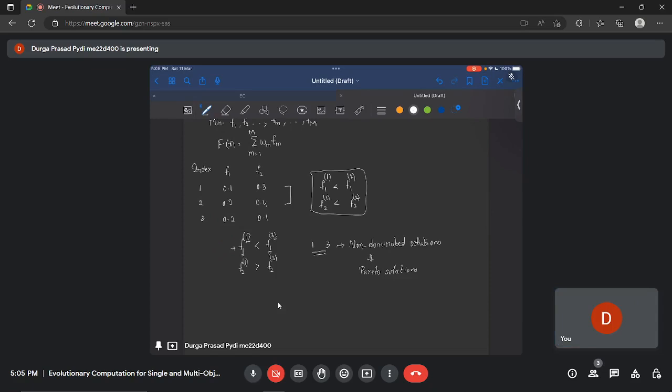So when you are comparing two individuals, you check across all the objective functions and see whether all the objective functions of one are better than the other or not.